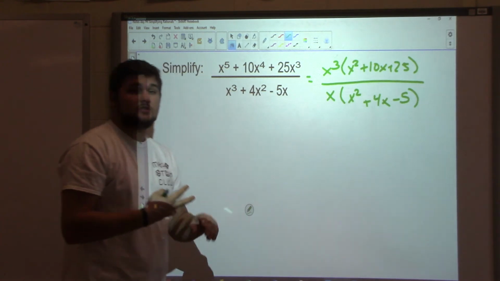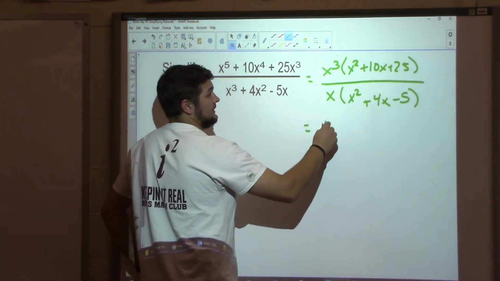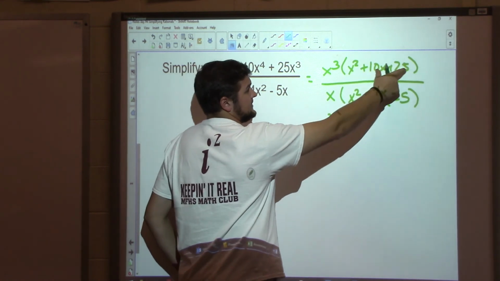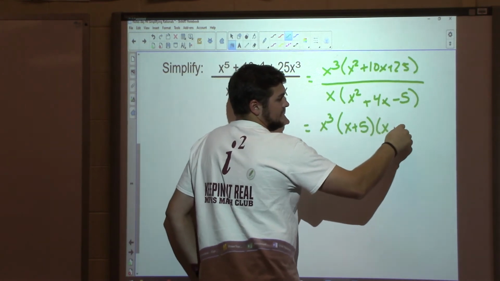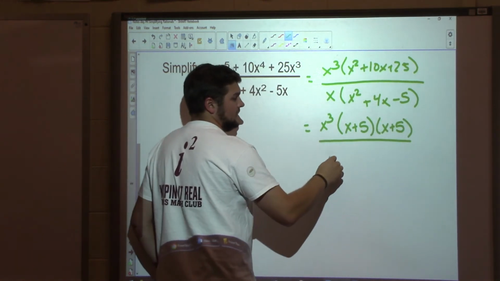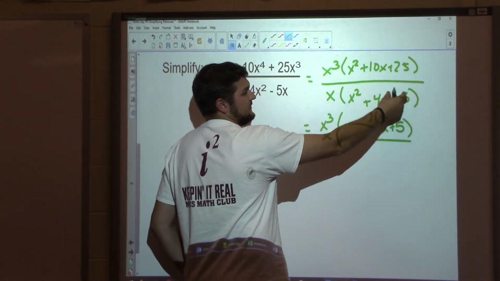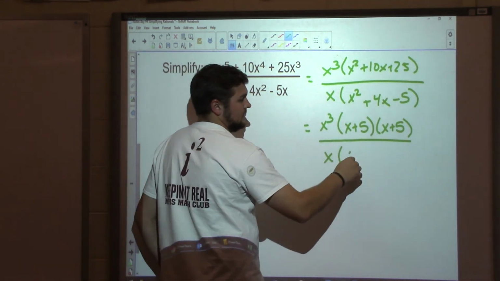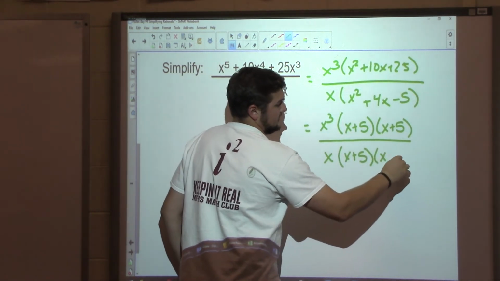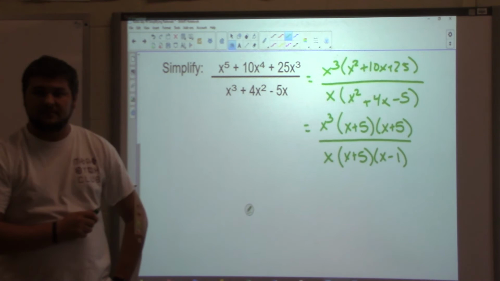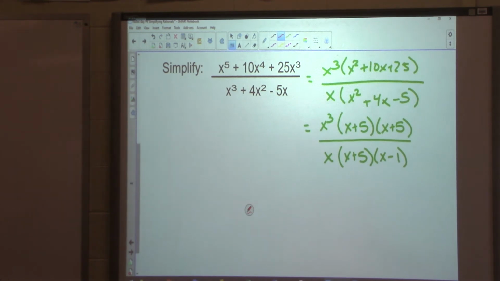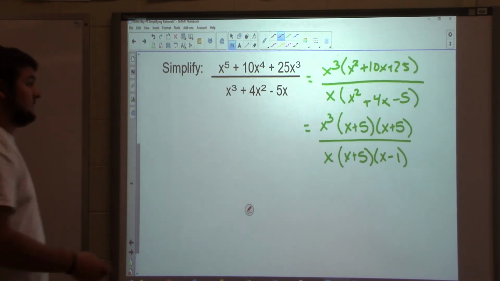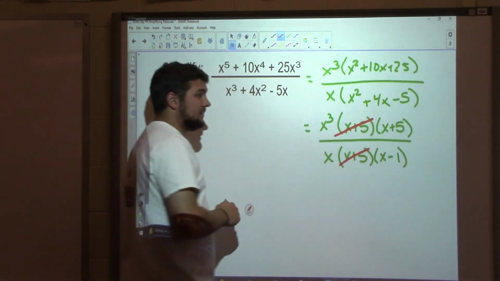Use your box method, use your guess and check, whichever way you do. X cubed times, on top it's going to factor, what multiplies to 25 adds to 10? It'll be x plus 5 and x plus 5. Over, on the bottom it's going to be what? Multiplies to negative 5, adds to 4: x plus 5 and x minus 1. Okay, so I factored it as much as I can. What like terms do I have that I can simplify? Okay, so x plus 5 and x plus 5. Is there anything else that I have?